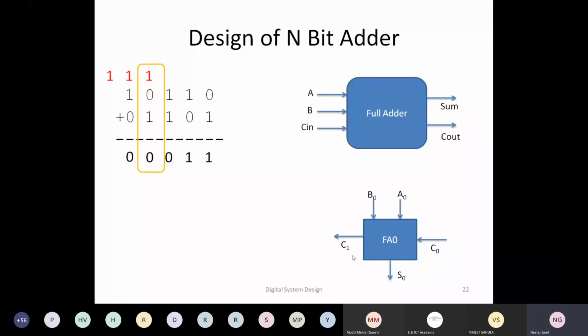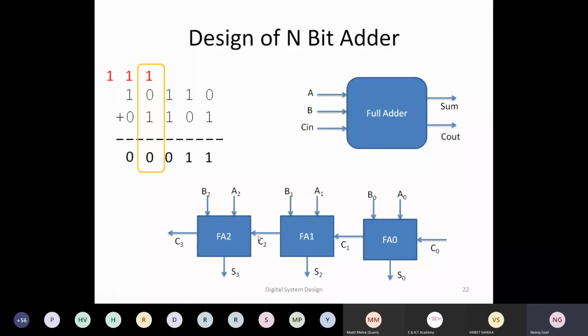Now there could be another cascaded block which takes input from the carry of the previous stage, and then A1, the first bit of number A, and the first bit of number B, and it would compute my S1. Then the carry would be generated. Similarly, there would be a third stage, and so on and so forth. For n bits, I can keep on cascading.